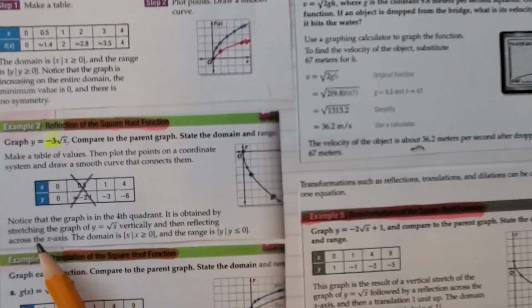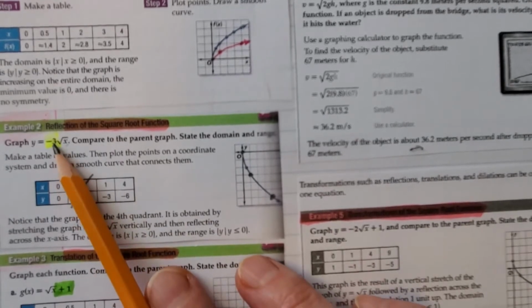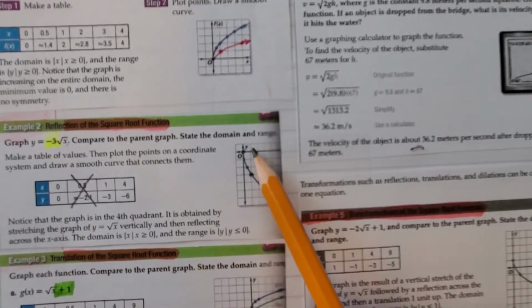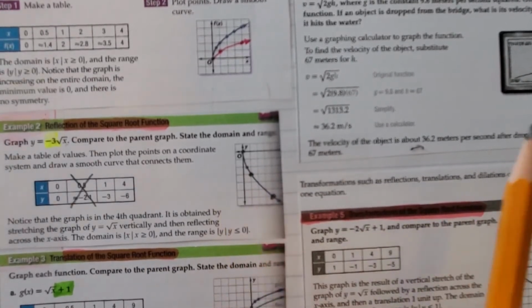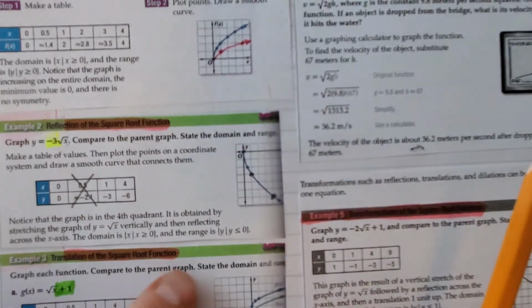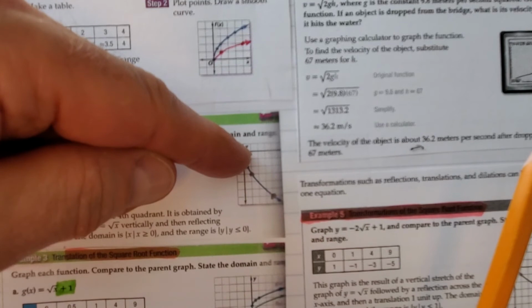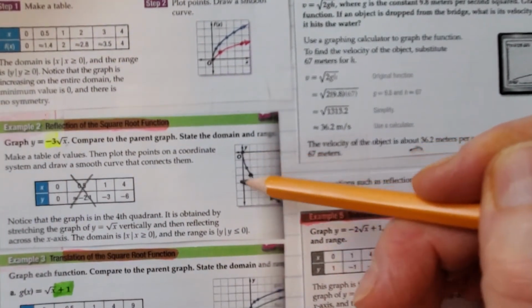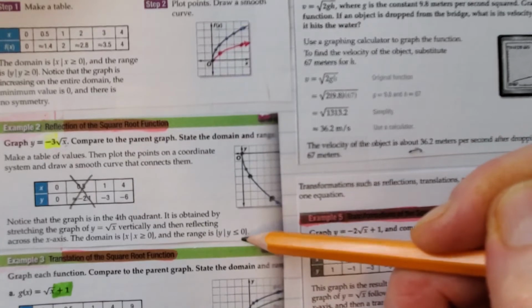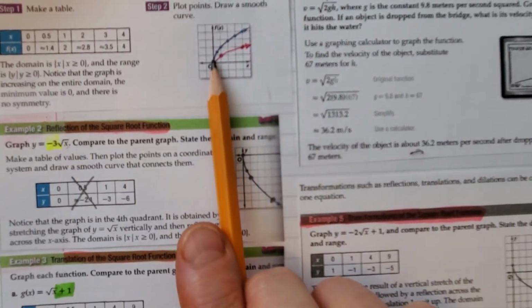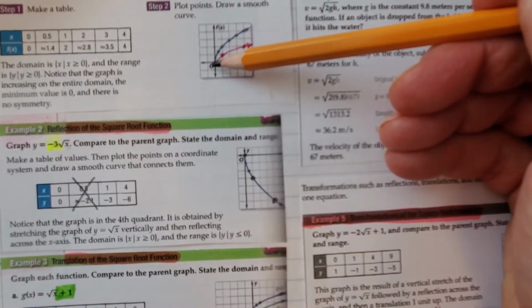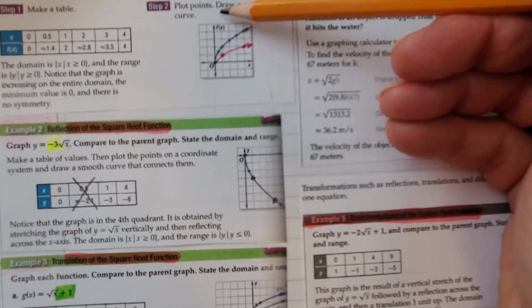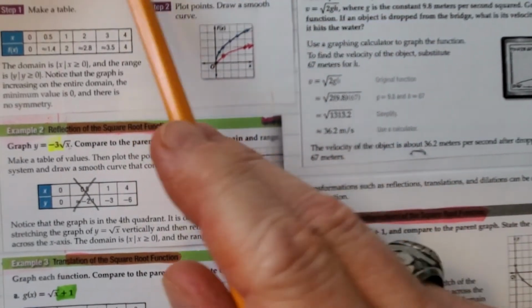It is obtained by stretching the graph y equals square root of x vertically, because it's -3, and then reflecting it over the x-axis. Your domain is x greater than or equal to 0. So all your values from here to the right, and your range is all the values less than or equal to 0, or down from 0 down. So y less than or equal to 0. Over here, the domain was x is greater than or equal to 0, and the y values from here up, y is greater than or equal to 0 would be your range. Okay, domain right or left, range up or down.